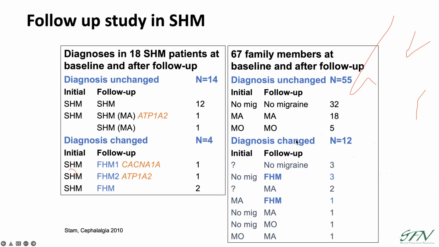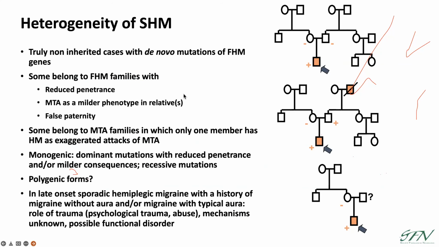And then sometimes the attacks can stop after a while. Sometimes the patients have no more hemiplegic migraine attacks, but they have only attacks of migraine with typical aura. And sometimes they stop having migraine with aura and they have only migraine without aura. So the diagnosis can change after some years. It's not fixed. So for sporadic hemiplegic migraine, there is perhaps a greater heterogeneity even than in familial hemiplegic migraine.